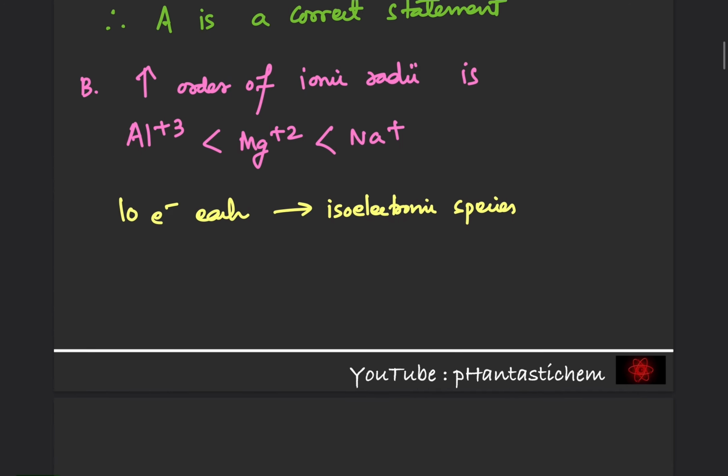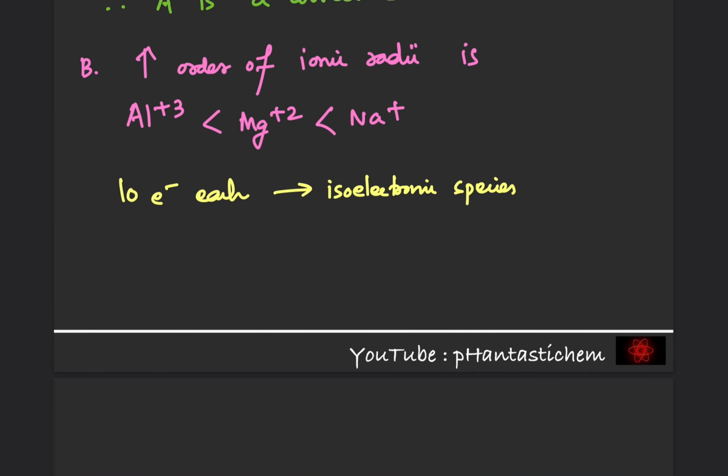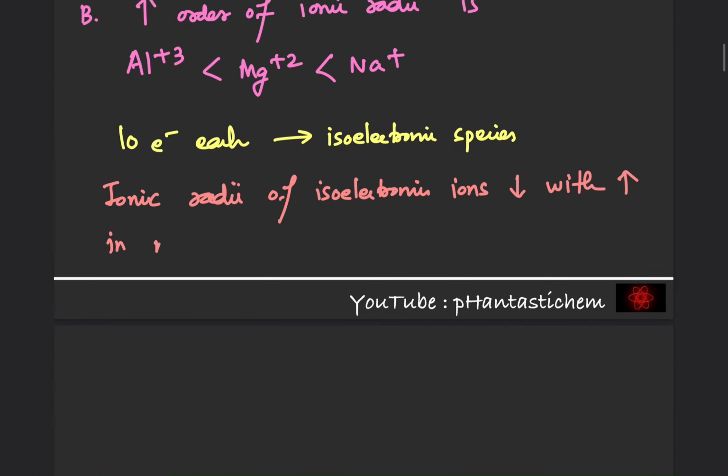Okay, and ionic radii of isoelectronic ions decrease with the increase in magnitude of nuclear charge. Very important. Ionic radii of isoelectronic ions decrease with increase in magnitude of nuclear charge, or you can say that as nuclear charge increases, the size decreases.